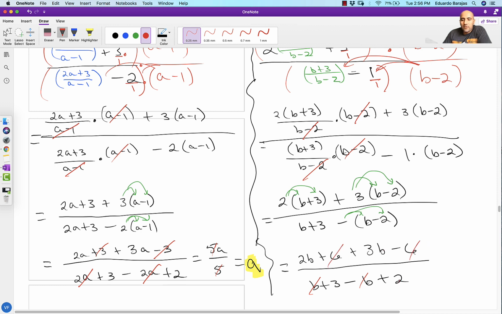The 6's cancel. And in the denominator, we end up with another 5. So we end up with, again, 5b over 5. And then the 5's cancel. And I end up with b equals b. Okay, zoom out.